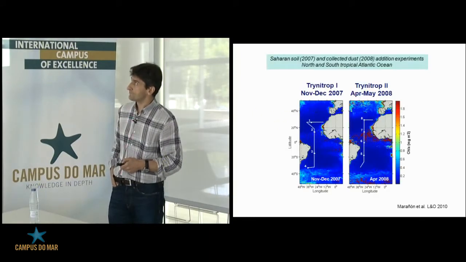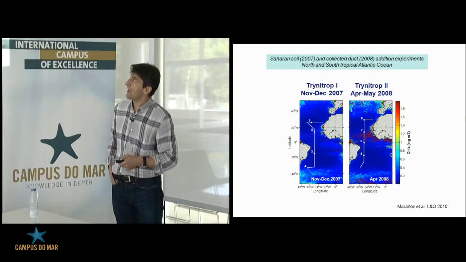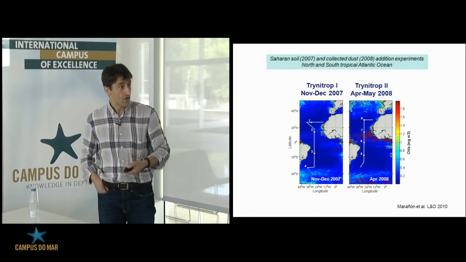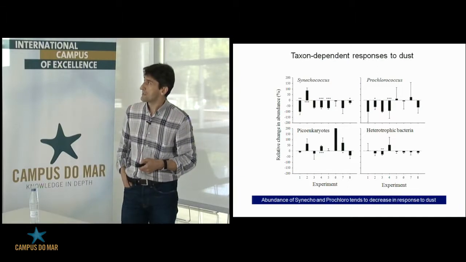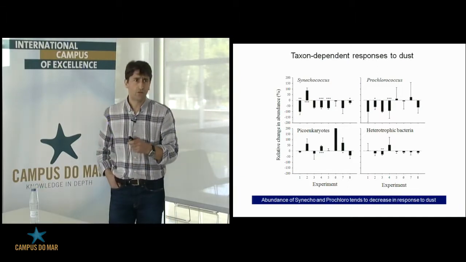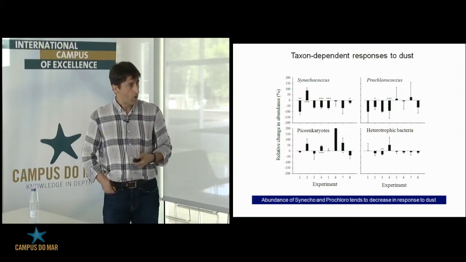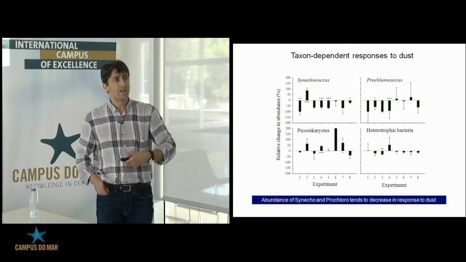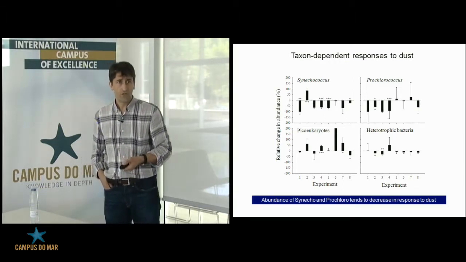So I would like to begin with a number of experiments that we did in the Atlantic back in 2007 and 2008, in which we added Saharan soil and collected dust to bottles and tried to analyze what the response of the community was in terms of the abundance of different organisms. Just to give you a broad idea, I will not be getting into much detail here, but different groups of organisms, you have here the Synechococcus and Prochlorococcus and the picoeukaryotes, for instance, tend to show different responses. They are not really synchronized in the way they respond to these perturbations.